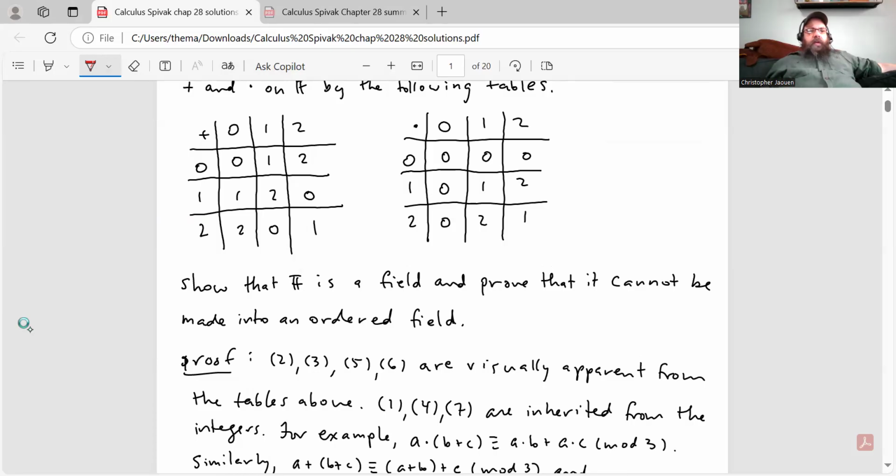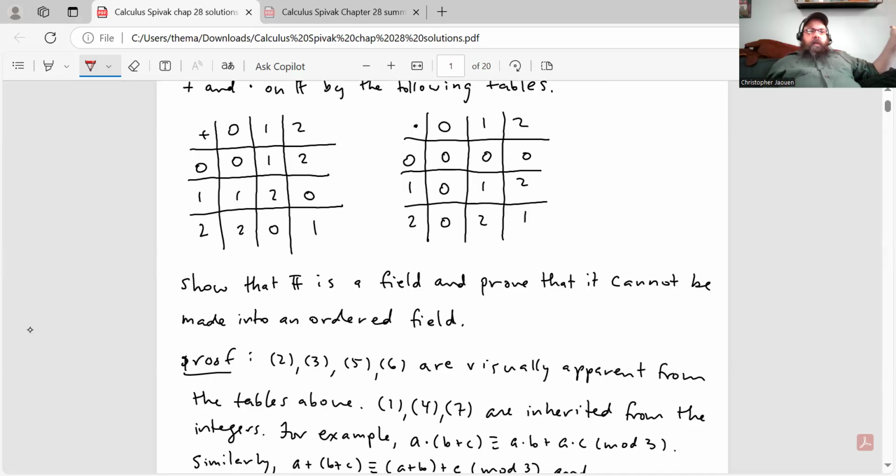For example, 0, when you add it to any element of the set, you get the same element back. Also, you could see that there are additive inverses, right? For each number, there's a number that you add to it that gives you the additive identity. Similar thing for the multiplication table. You can see that there is a multiplicative identity. You can see that multiplication commutes because the table is symmetric through the diagonal here. And you can see that each non-zero element has a multiplicative inverse, right?